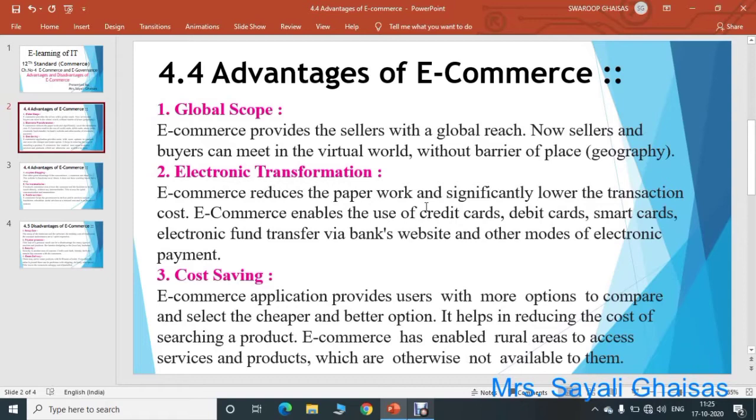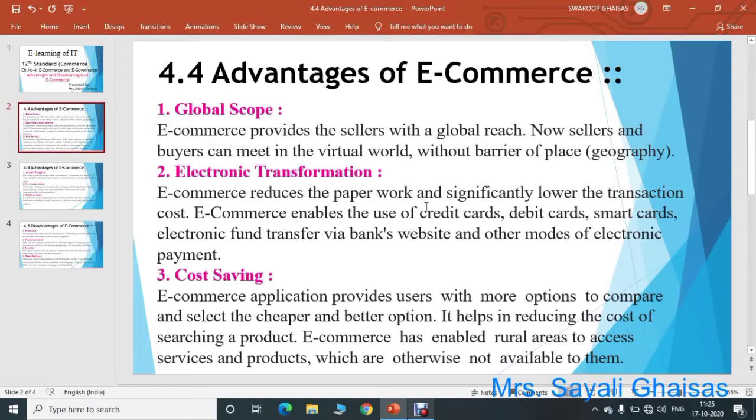Third one is cost saving. E-commerce applications provide users with more options to compare and select the cheaper and best option. That is, by using e-commerce we can go through different websites, we can search for the same product on different websites, we can compare the reviews, we can compare the price details, and we can select the best product, which will be the cheapest as well as a better option for you. So in this way you can have more options with e-commerce.